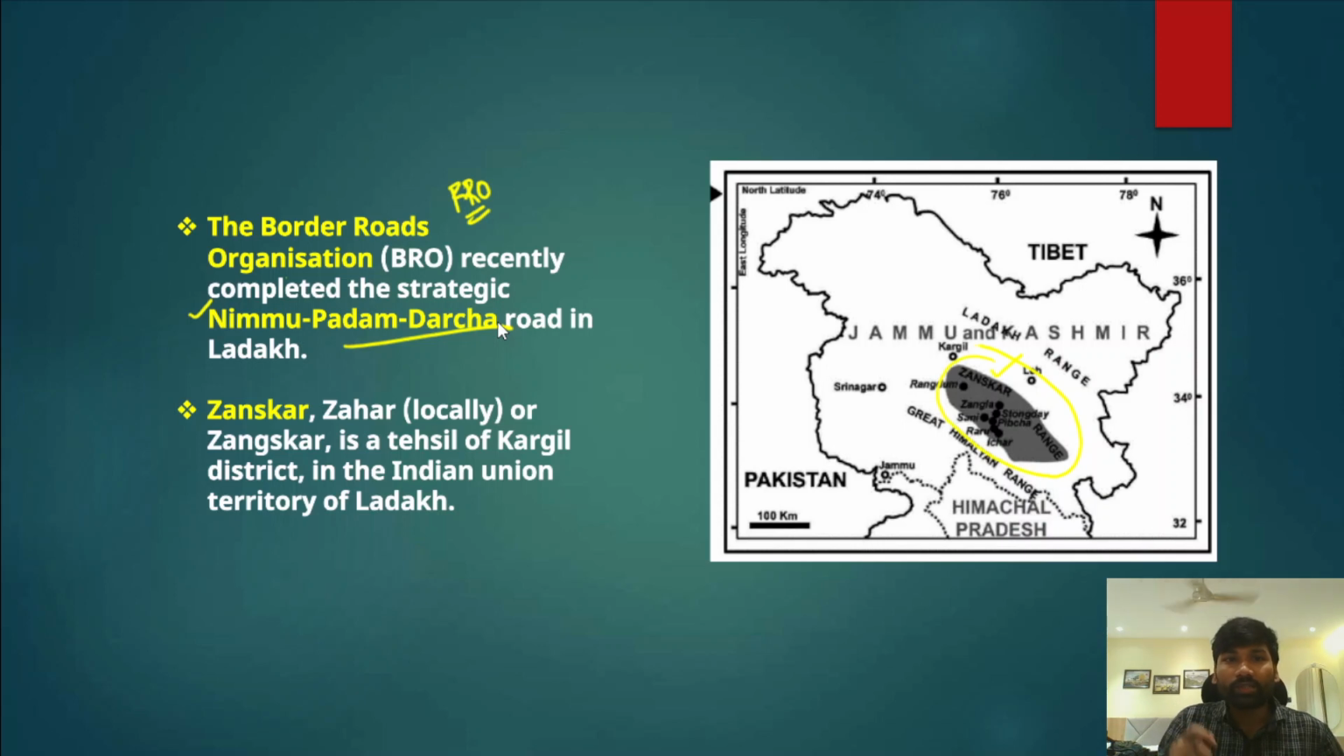Okay, so Janskar Valley is locally also known as Zanskar Valley. It is actually a tehsil of Kargil district of the Indian Union Territory of Ladakh. Janskar Valley is in news because the Border Roads Organization has recently completed the construction of one of the strategic roads called Nimmu Padam and Darcha Strategic Road, and because of that reason Janskar Valley is in news, and this is the location of Janskar Valley.